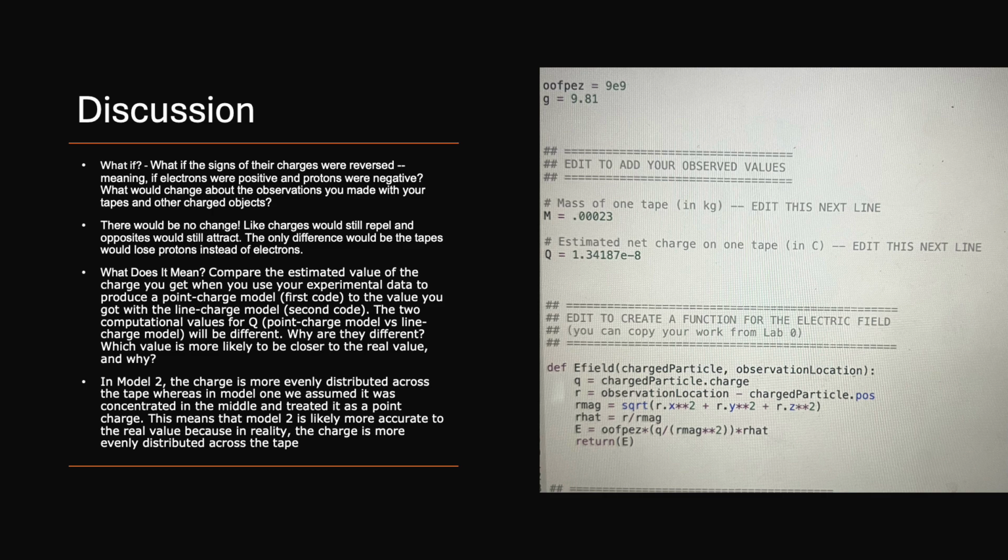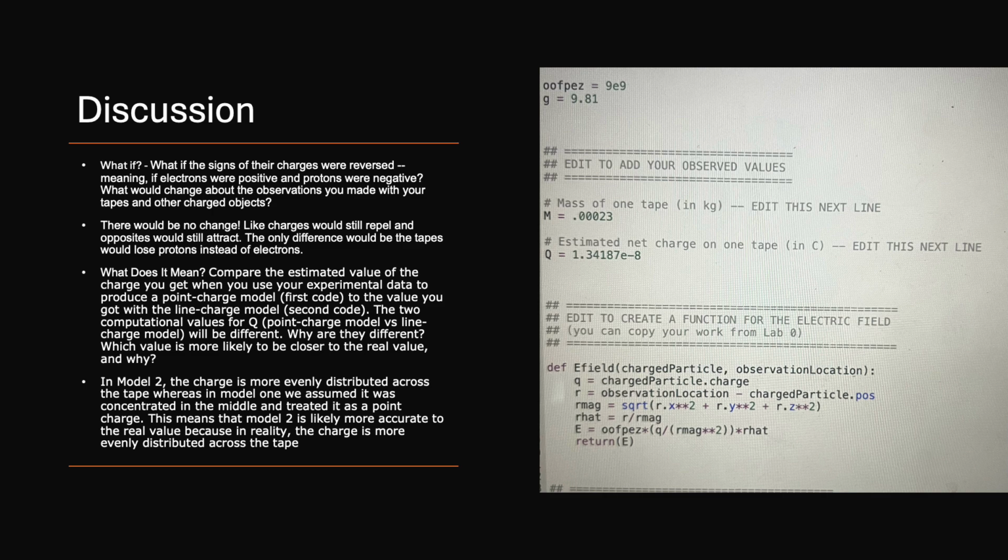So for the discussion, we have two major questions: the what if and what does it mean questions. So what if the signs of their charges were reversed, like protons and electrons? So what if electrons were positive and protons were negative? What would it change? And the answer is there's not going to be any change at all. Like charges are still going to repel and opposites would still attract. I guess there will be a change, but the only difference is the tapes would lose protons instead of electrons.